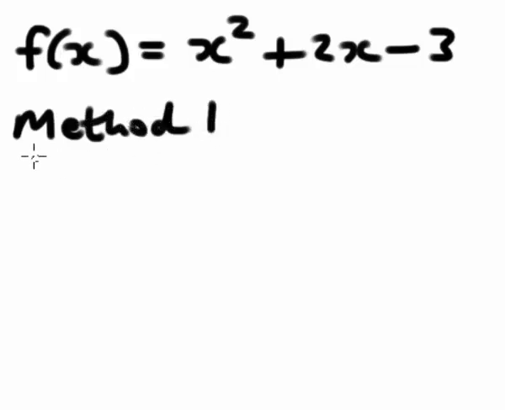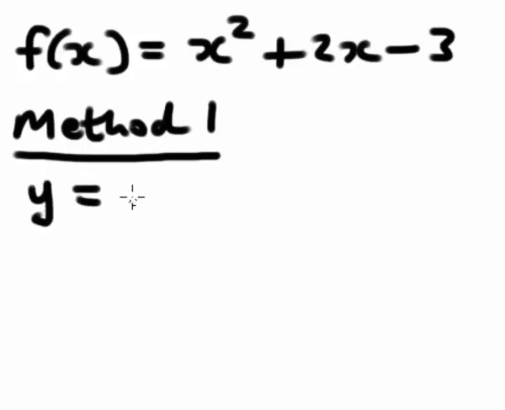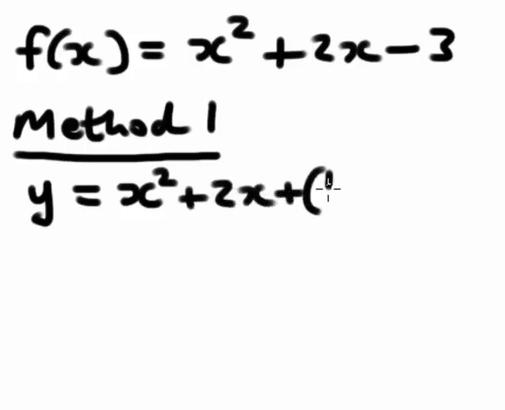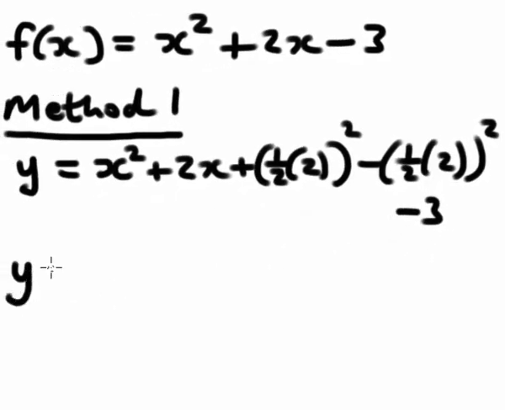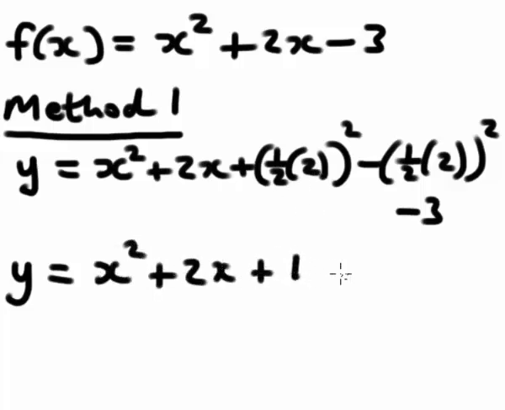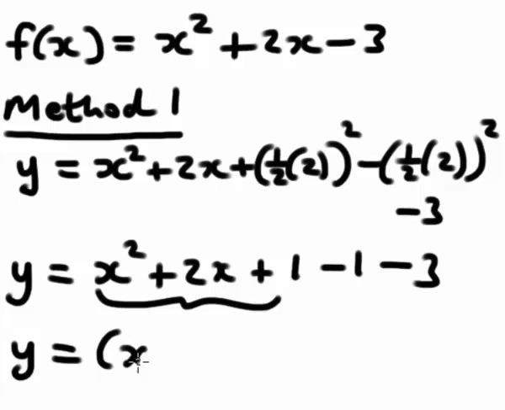The first method that you did in grade 11 was to complete the square. Now, how did we do that? We said x squared plus 2x plus half the coefficient of x, squared, and then we subtracted that because we weren't allowed to keep it in, and then we subtracted 3. A half of 2 is 1, 1 squared is 1, subtract 1, subtract 3. That was a perfect square, which gave us x plus 1 squared, and then we've got negative 4.